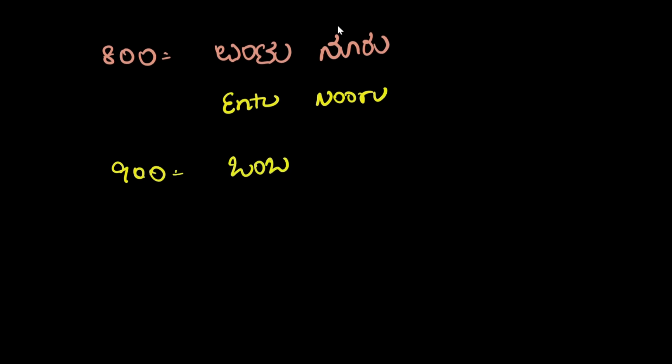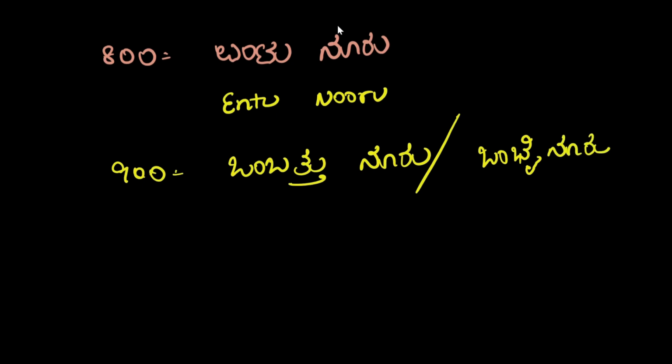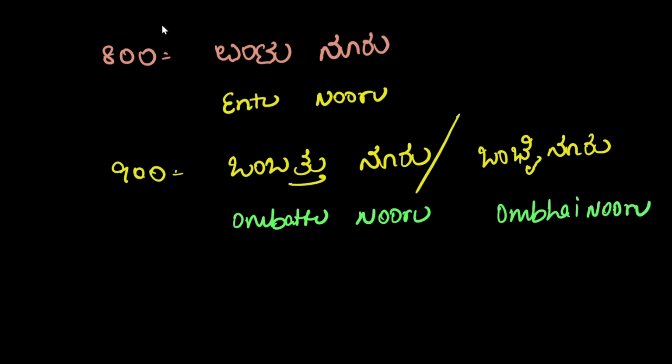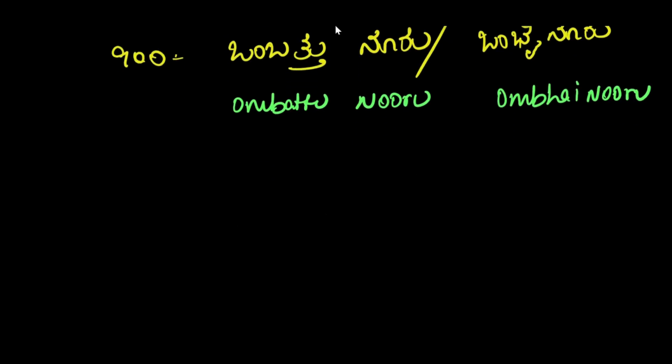And what about 900? Ombattu Nooru is fine, but most of the times we use Ombai Nooru. Ombattu Nooru means 9 plus 100, 900. Ombattu is 9 and Nooru means 100. Ombai Nooru is also 900. And then comes 1000.